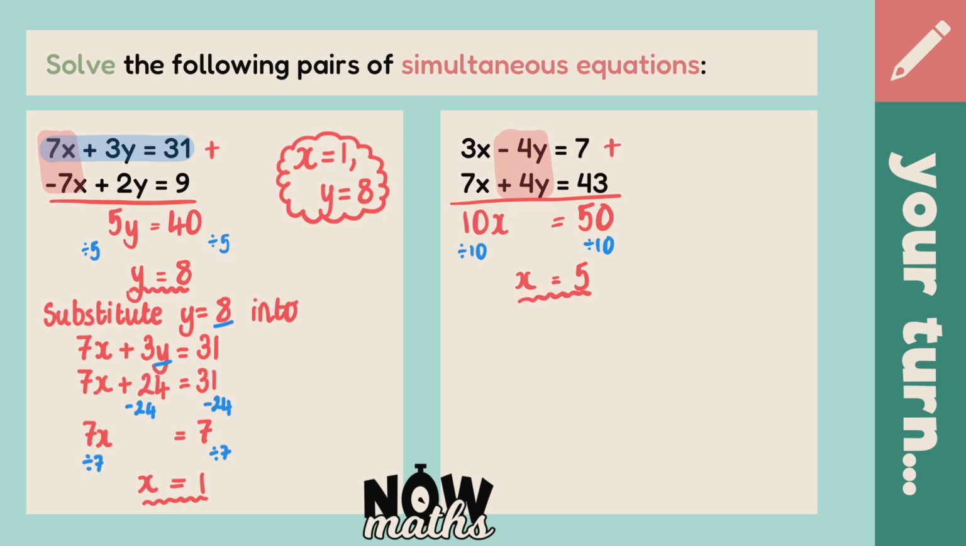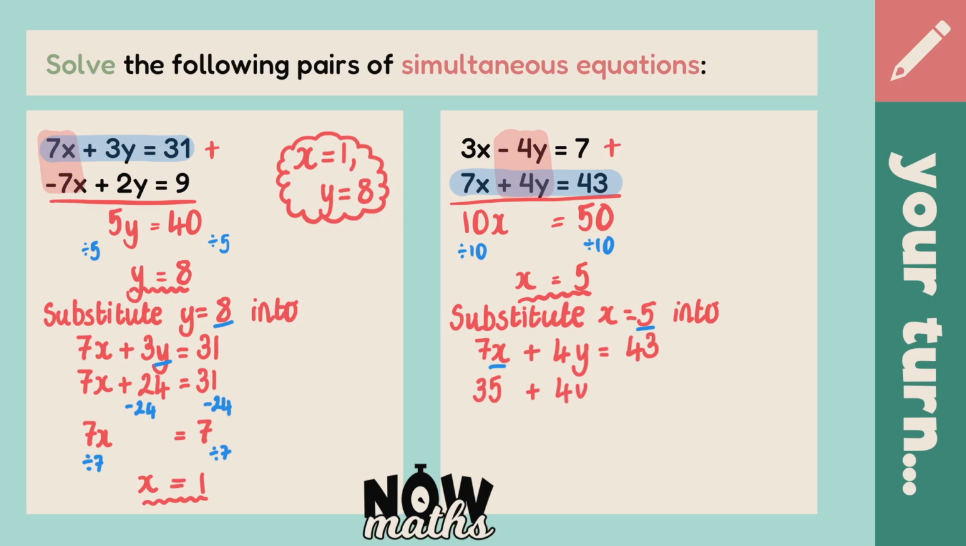We now substitute this back into one of the equations we started with, and given that there are no negative numbers in the second equation, I would choose that equation to substitute into. So we are substituting x equals 5 into 7x add 4y equals 43. So when we substitute x for 5, 7x becomes 7 multiplied by 5, which is 35. Then we have add 4y equals 43.